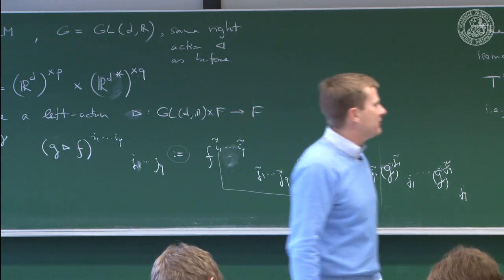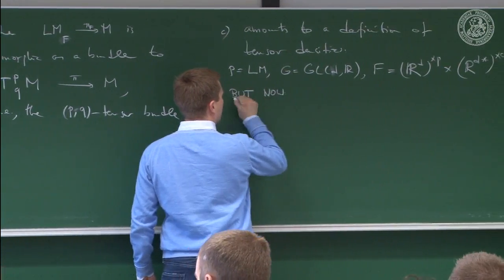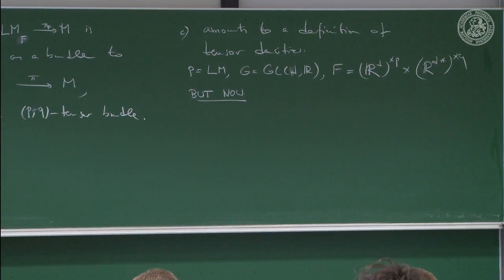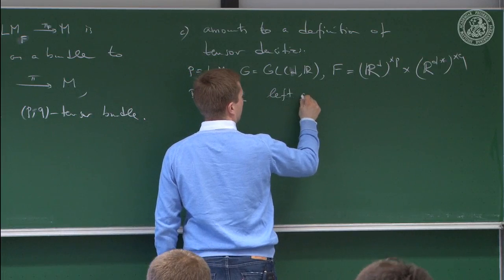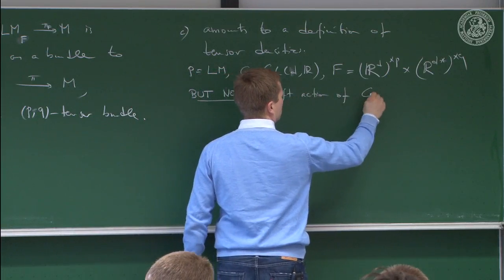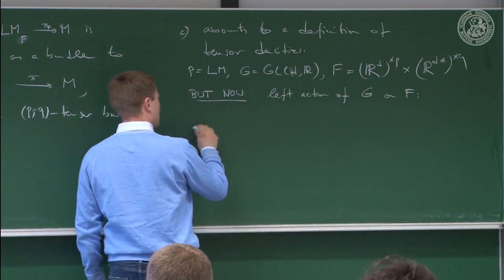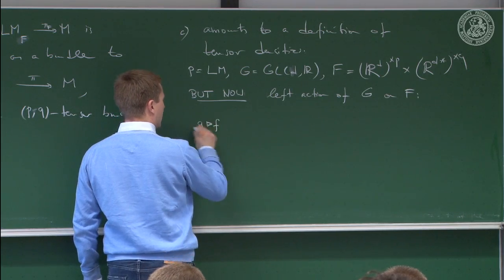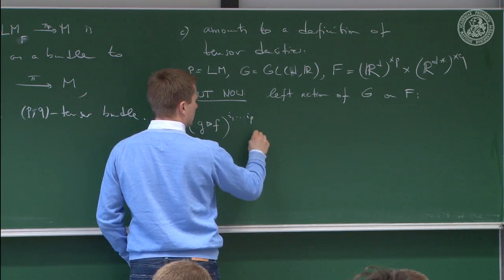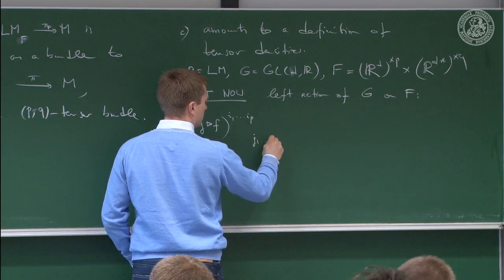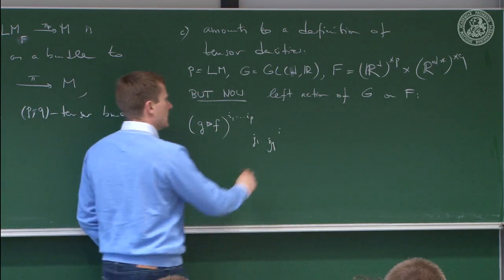But now we modify something. We modify the action, the left action of the group on this fiber. Left action of the group GLD, group G, on F. Namely, G now acting on F must again, of course, produce an object I1 to IP, J1 to JQ, because that's what an action does.